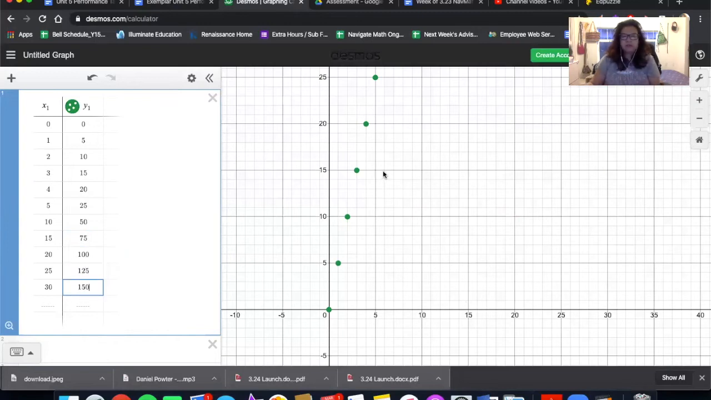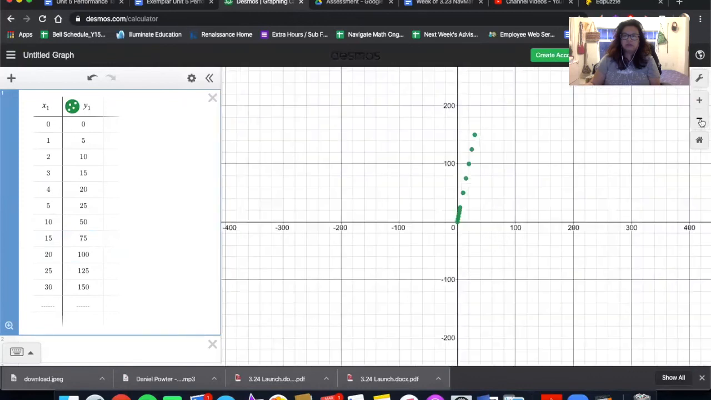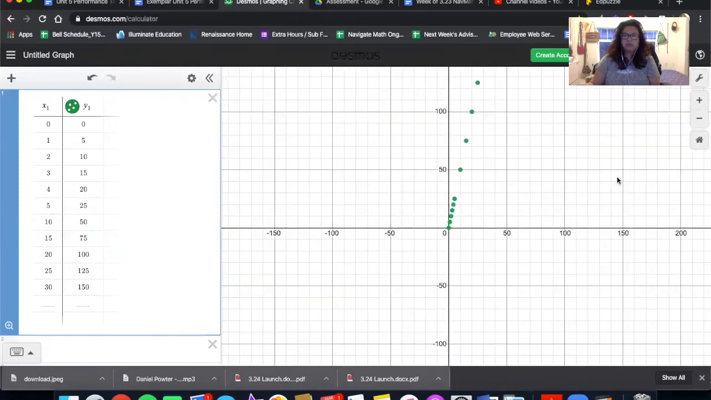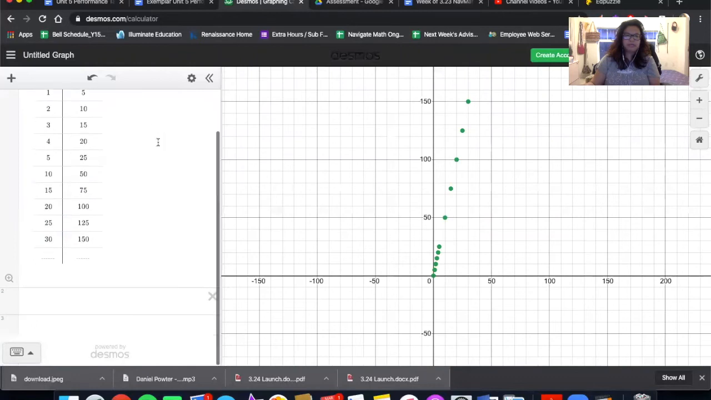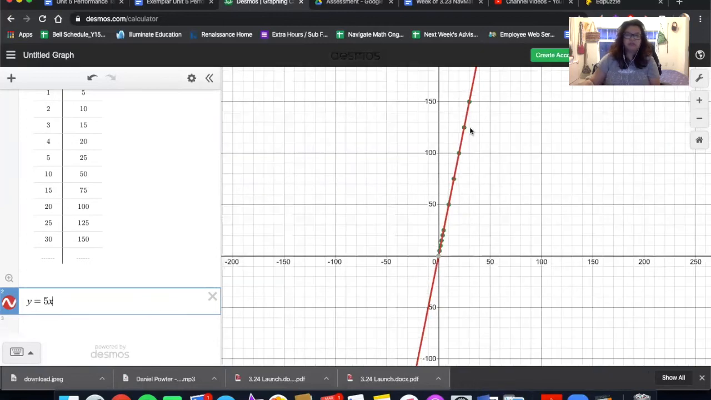Now I noticed that my graph isn't showing all my dots, or I can't see all of them. So I'm going to click the minus sign to zoom out until I can see most of my dots. Next. Well, that took a really long time, and I wonder if there's another way that I can do this. Well, I wrote an equation for it, so why not use the equation? The equation was y equals 5x.